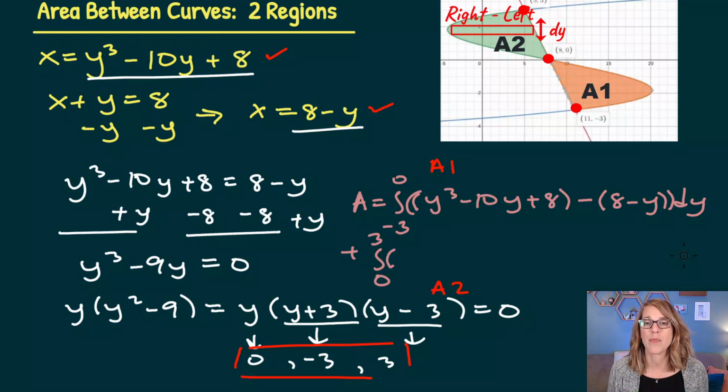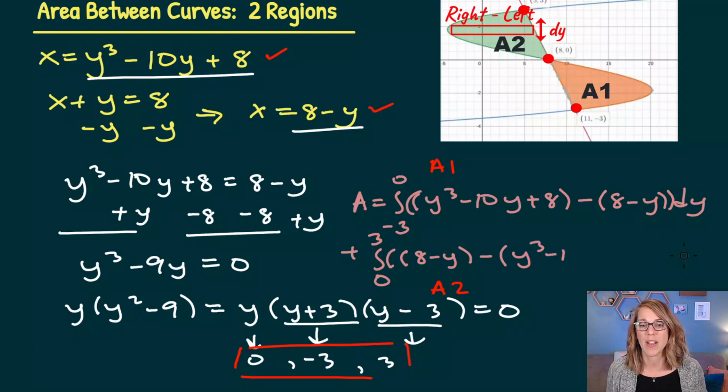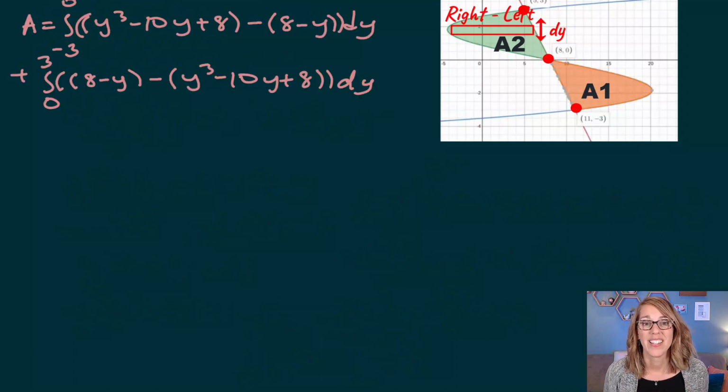This time, my rightmost function is the line. So I'm going to start with 8 minus y, and I'm going to subtract the curve, which is y cubed minus 10y plus 8. And then this is all dy. Let me give myself a little more room, and we'll keep working through the integral. Let's start by simplifying this first integral.